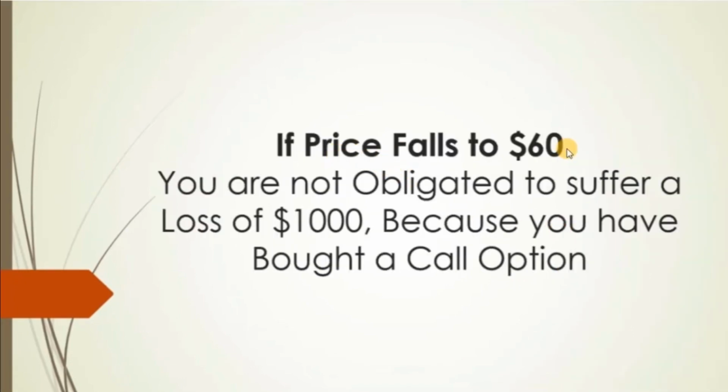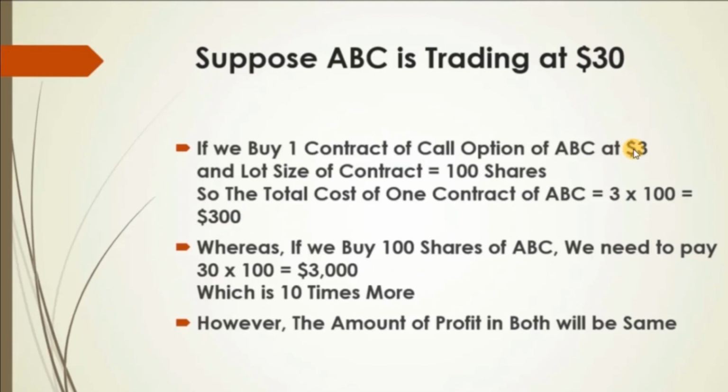But if stock price falls to $60, you are not obligated to suffer a loss of $1,000. You will let the option lapse and your only loss will be the premium you have paid at the execution of the trade, that you paid to enter the trade as premium amount, and that is also the cost of your call option. Now in this case, the option premium is $3, but to calculate the total premium of a particular option, you need to multiply it by the number of shares covered in one contract. So in this case, the total premium of call option is $300.